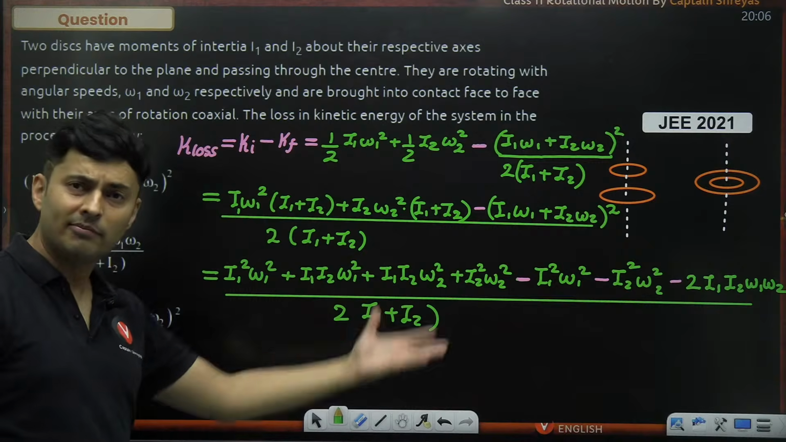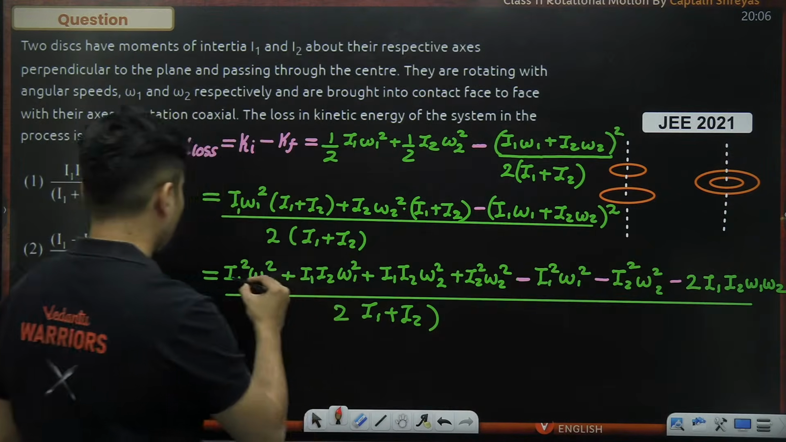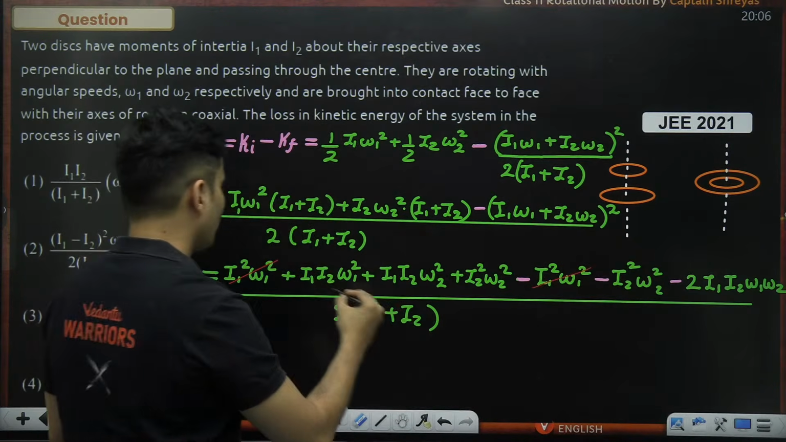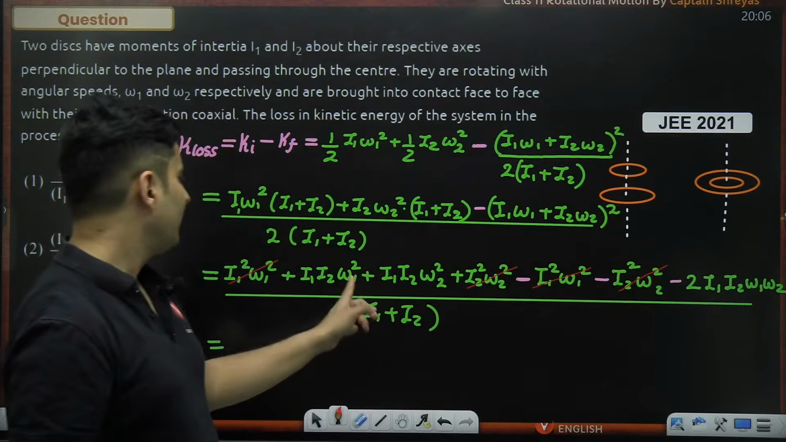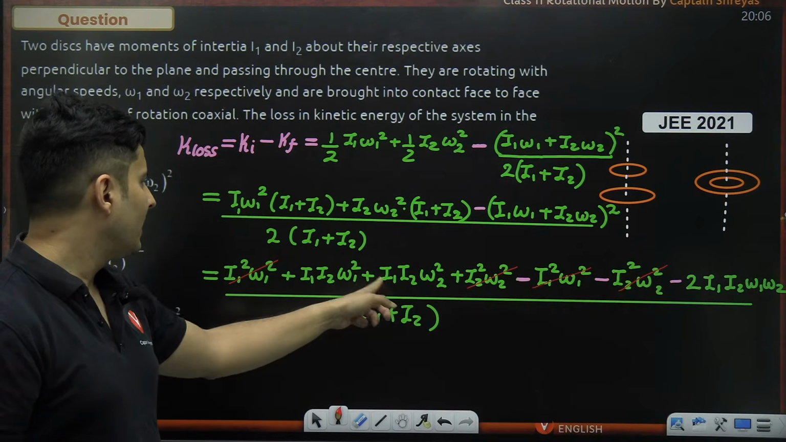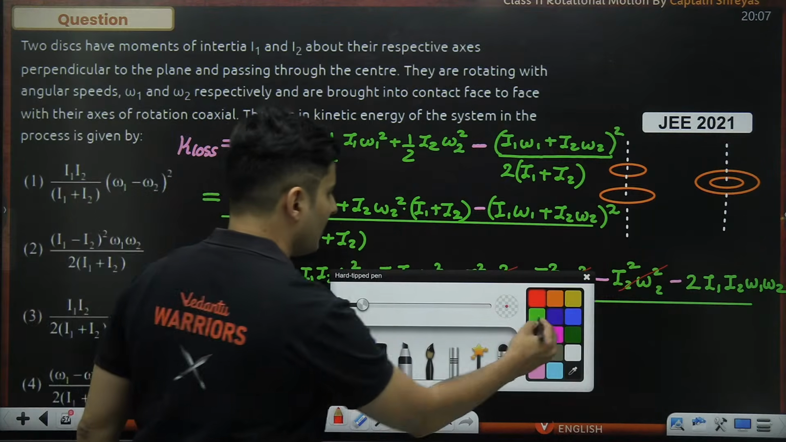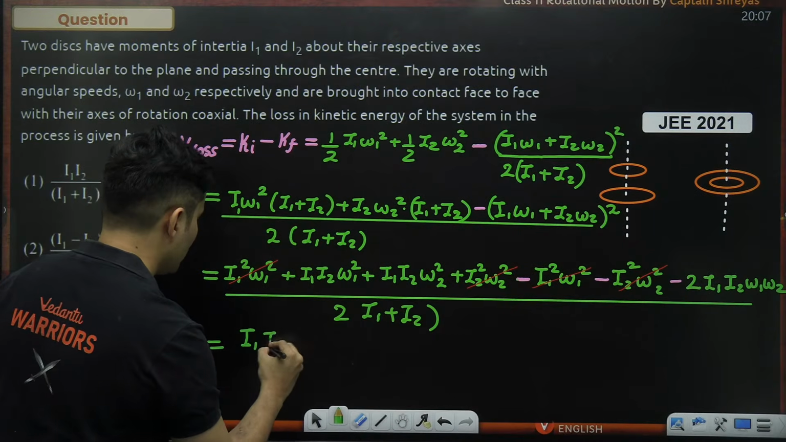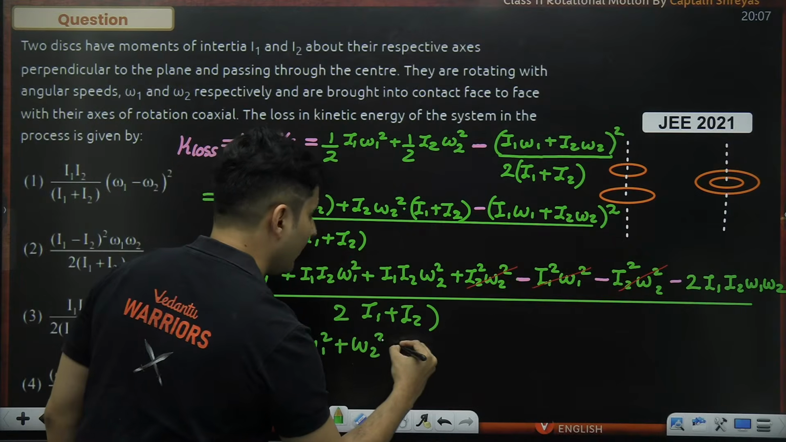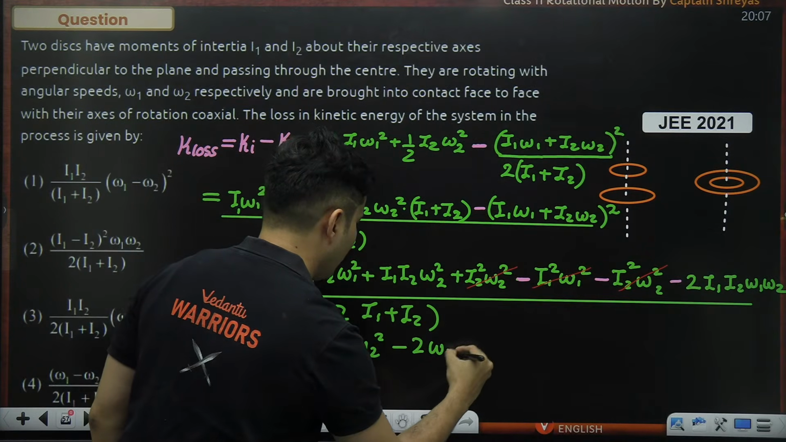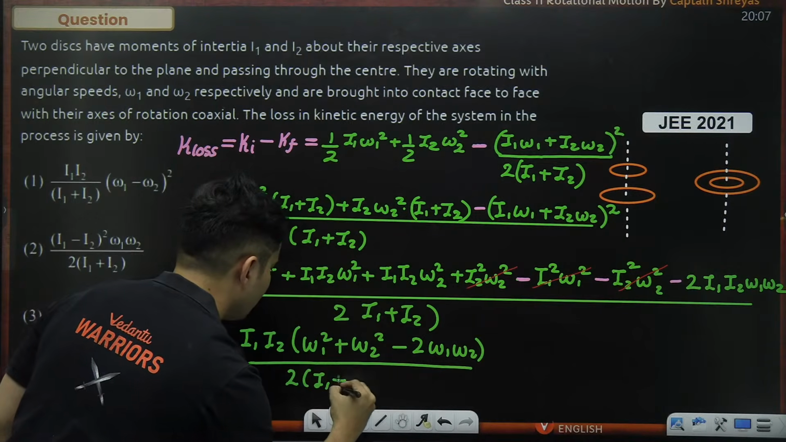Yes, it's a lengthy problem, but this was asked in JEE Mains. And you will see many terms get cancelled, for example this one will get cancelled with this one. Over here, you can take I1, I2 common, and this will be omega 1 square, omega 2 square, and see what you are getting. I1, I2 is basically common. You are getting omega 1 square plus omega 2 square minus 2 times omega 1 omega 2, whole thing divided by 2 times of I1 plus I2.